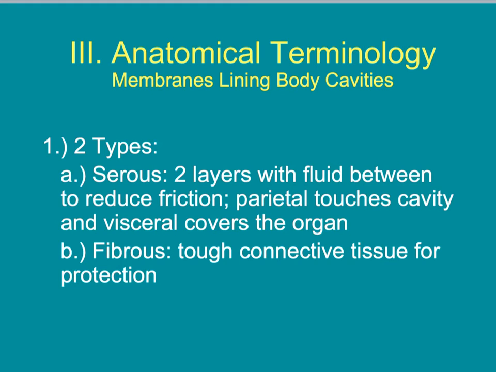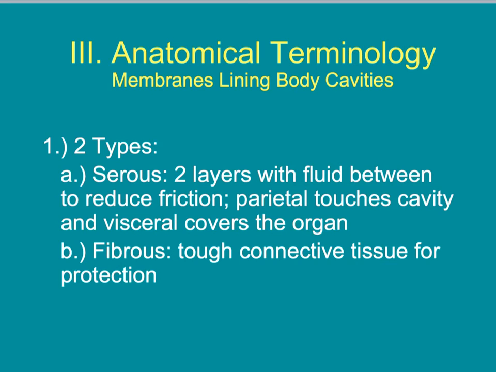Membranes lining body cavities. Once again, these are called serous and fibrous. Serous contain two layers, which are separated with a fluid to reduce any type of friction. The parietal is going to touch the cavity, whereas the visceral is going to cover the organ. Think back to a couple slides ago when I talked about the pericardial cavity. The parietal pericardium is covering the actual cavity that lines the heart. The visceral pericardium is lying directly on top of the heart.